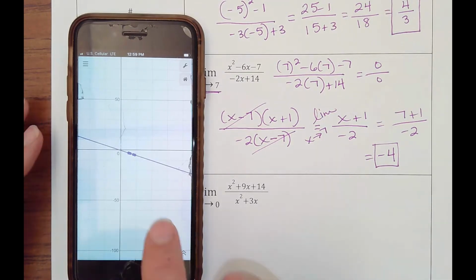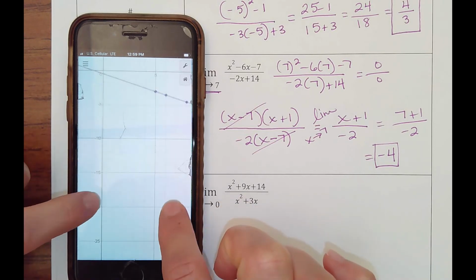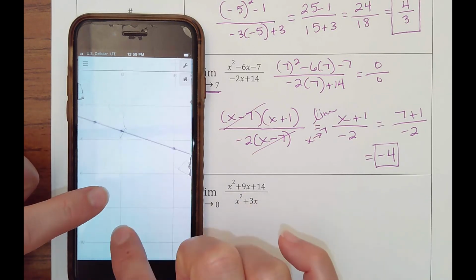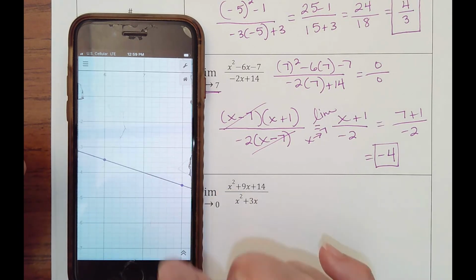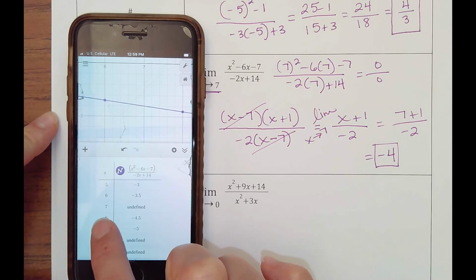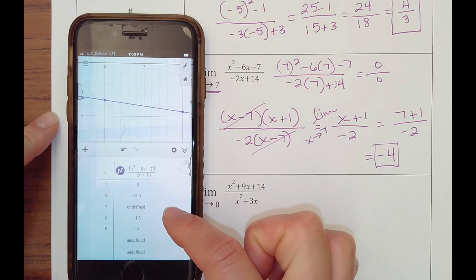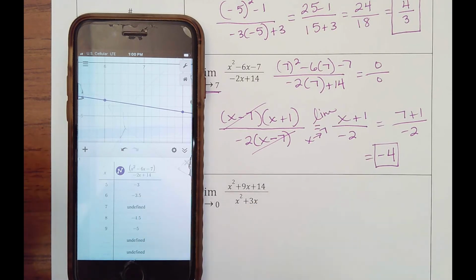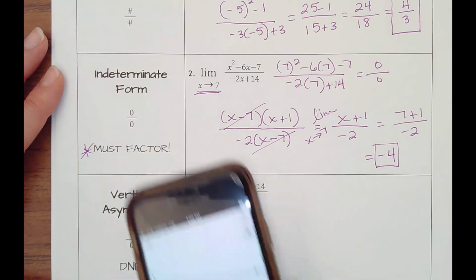Let me graph it real quick and I'll show you. Here's my function. It ends up being a straight line. If I zoom in, because we were looking at 7, which would be right in here, you can see that it's at -4. And when I look at 7, it says undefined. That's because that was our hole, but you can see from 6 to 8, it's -3.5, -4.5. That -4 is right in between there.